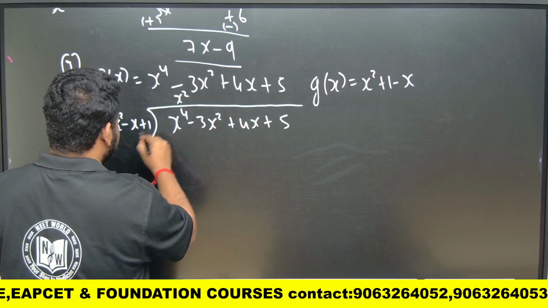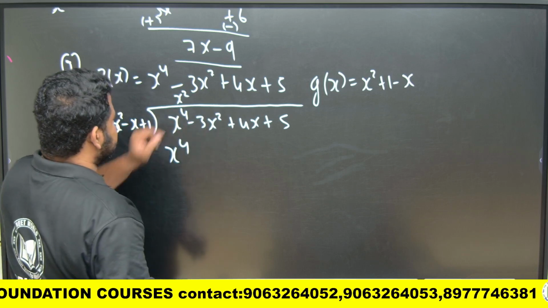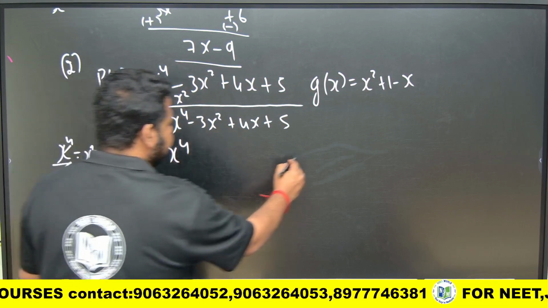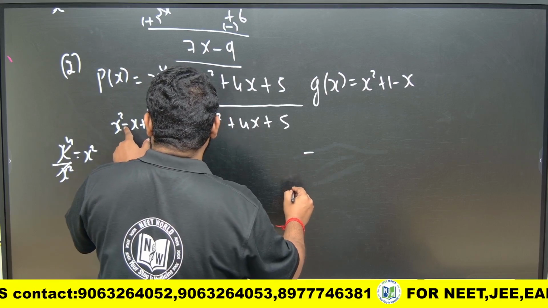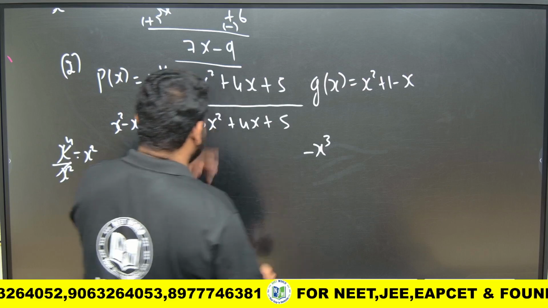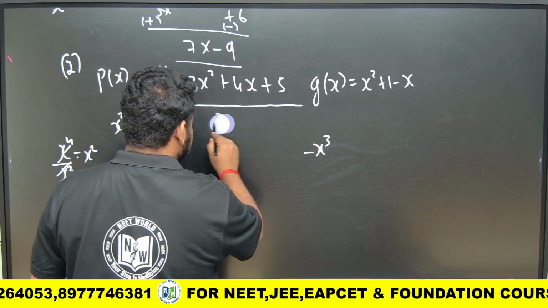Okay, x square into x square is x to the power of 4. Now x into x square. X into x square is what? X cube. Okay, here the x cube term is not there, so let me write the x cube term here. Outside, let me write minus x cube. Otherwise you can also write it like this. For our convenience, let us write it like this.